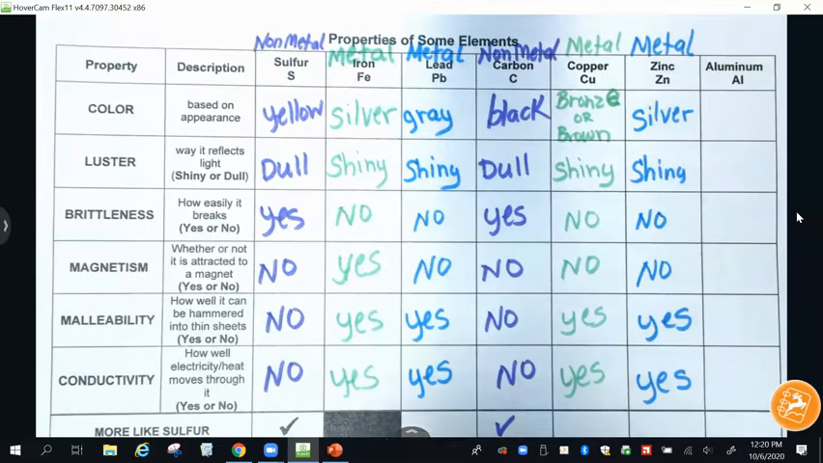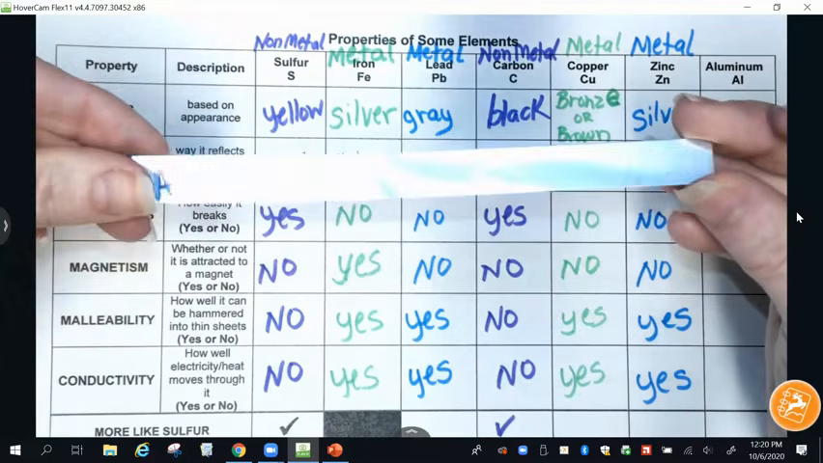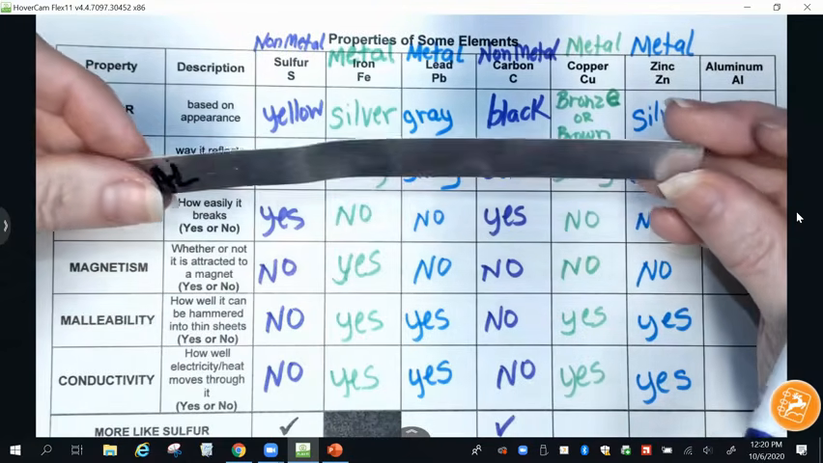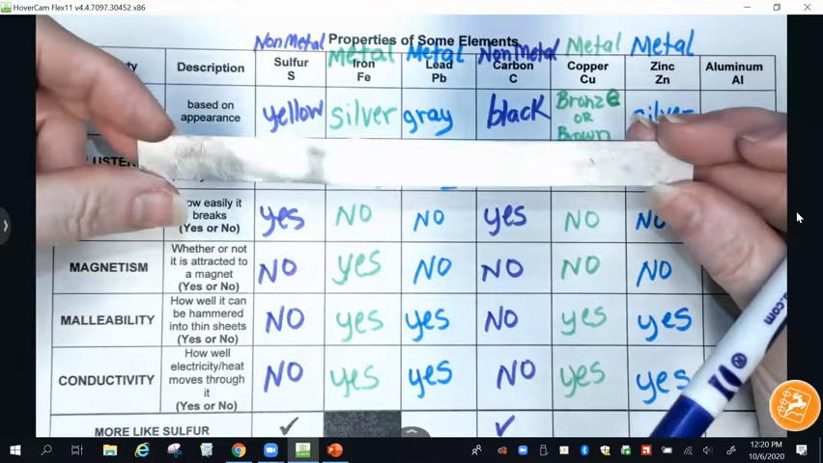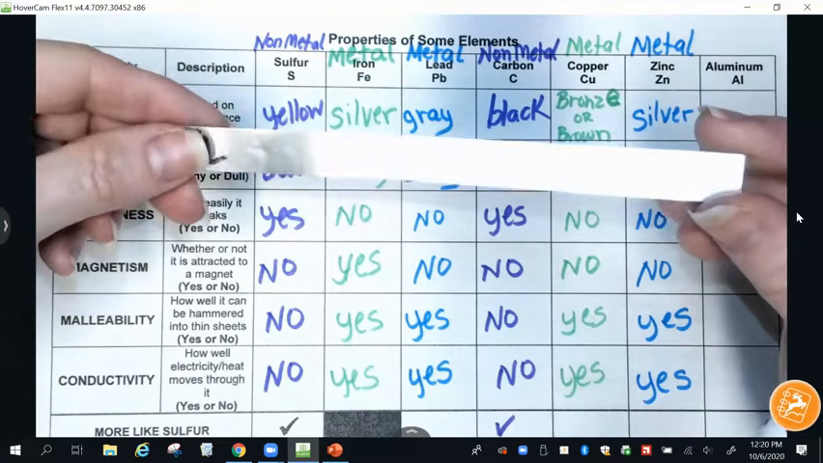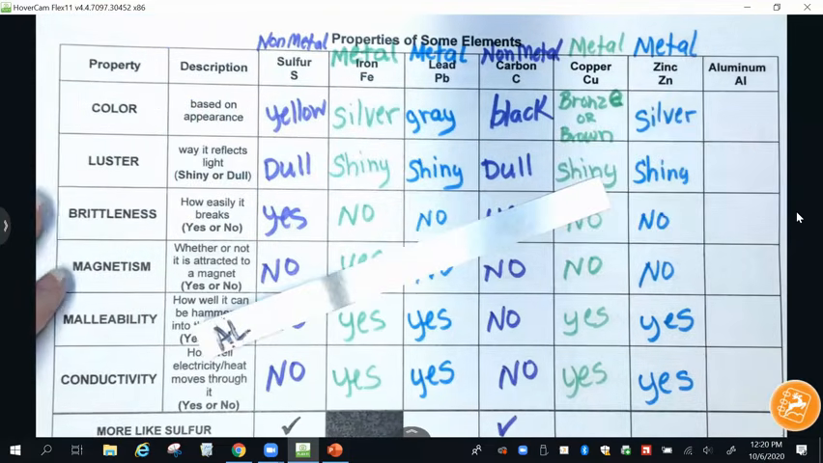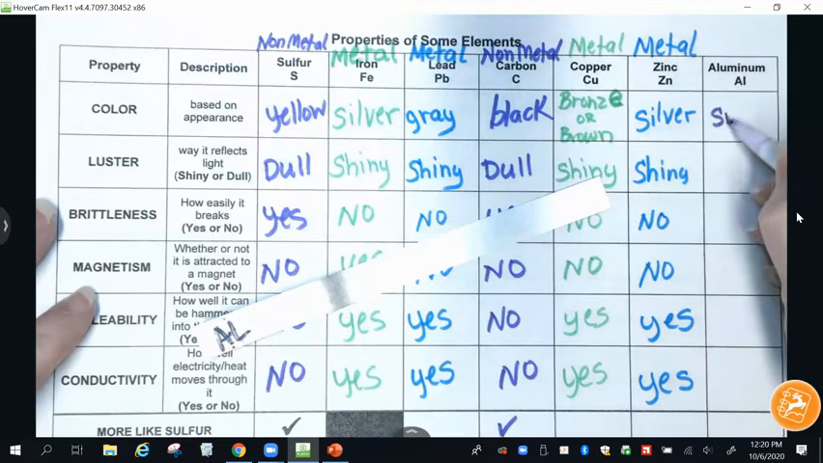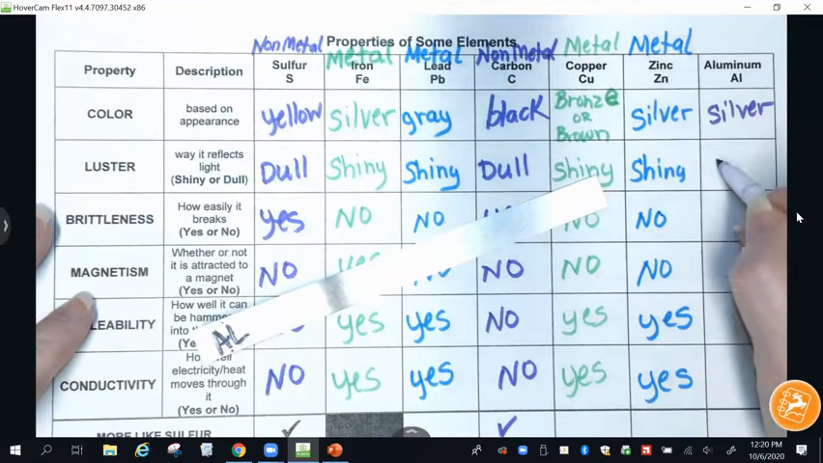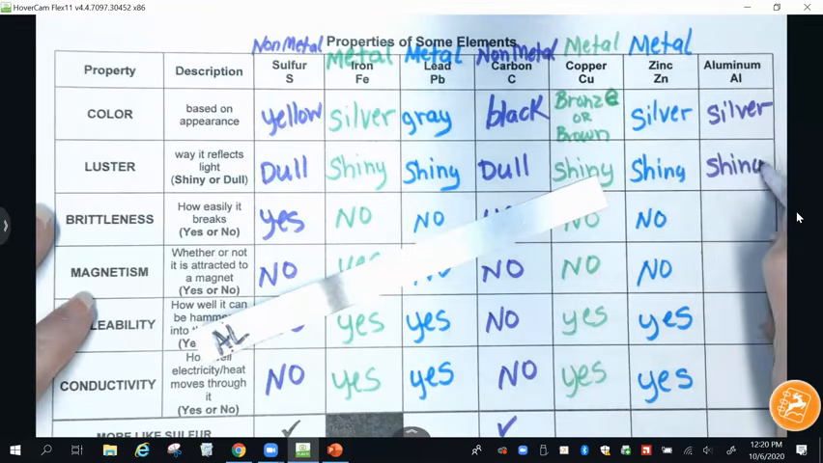The last one is aluminum. Here's my piece of aluminum. That's way bright. Oh, that's silver, shiny. So for the color, we're going to say silver. Shiny. Soda can. For the luster, it is definitely shiny. Yep, that's a shiny one.